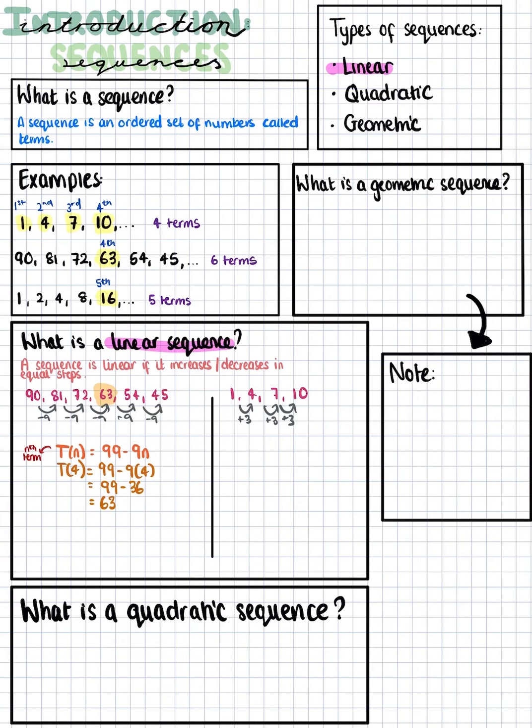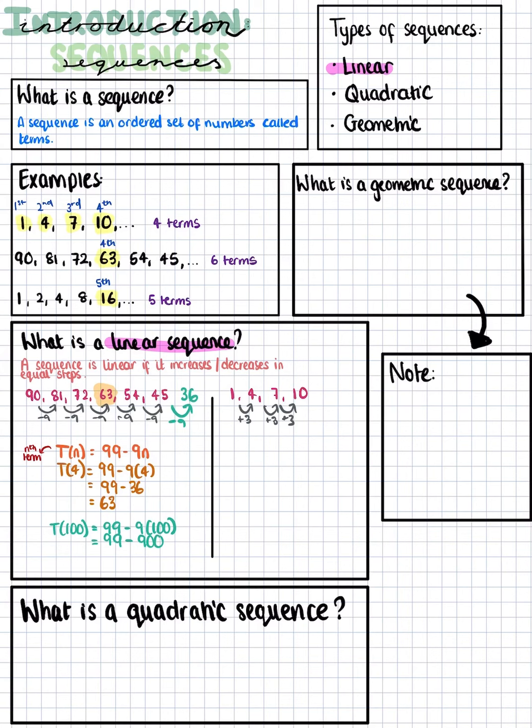But why is this useful? Well, if I wanted to work out the 7th term, I could just subtract 9 from 45, and I'll get 36, which is really easy. But what if I wanted to work out the 100th term? Well, instead I can use my formula. I can replace my n with 100. So I will have 99 minus 9 times 100. I know 9 times 100 is 900, so I've got 99 minus 900.